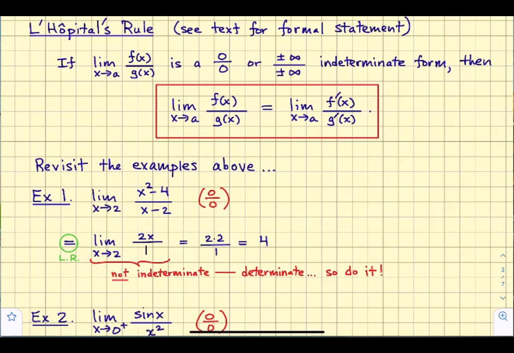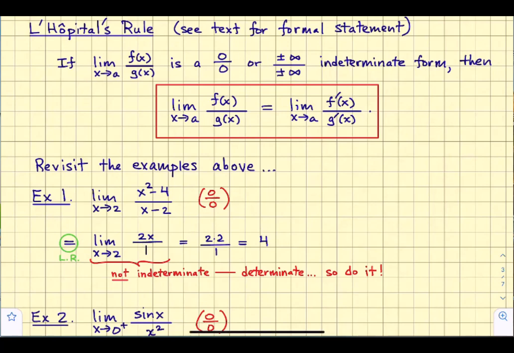And now the idea is hopefully this limit is resolvable. Maybe this will be a determinate form. And it is. We can see that this is a determinate form. This is a continuous function at 2. We can just plug the 2 in and we get an answer of 4. And this is exactly the same answer we got above by algebra, but this time we used L'Hopital's rule.